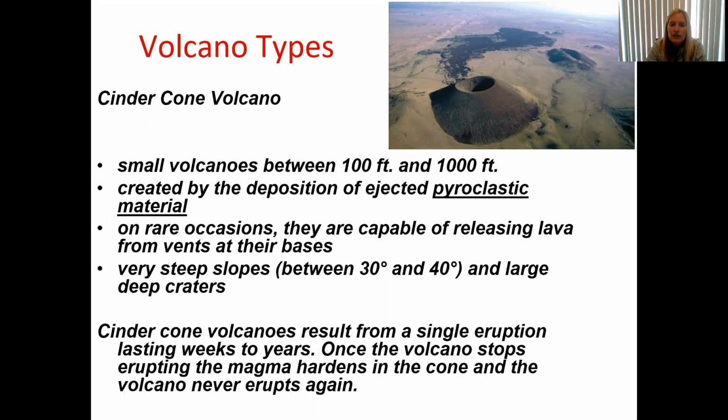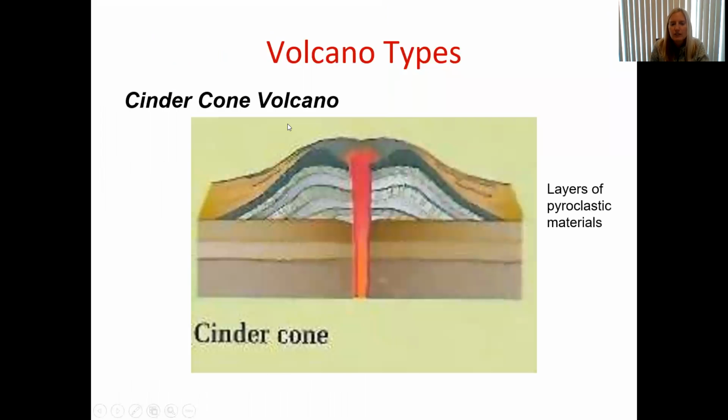And instead of being these ongoing layers of lava flows like we had in our shield volcano, these are only going to erupt once. Now, granted, that eruption could last a long time, but they'll only erupt once and then it doesn't erupt again. So here's our picture here. Again, much steeper on the side. And we've got, instead of layers of lava flows, these layers of pyroclastic materials like ash, lapilli, blocks, and bombs that we learned about before.